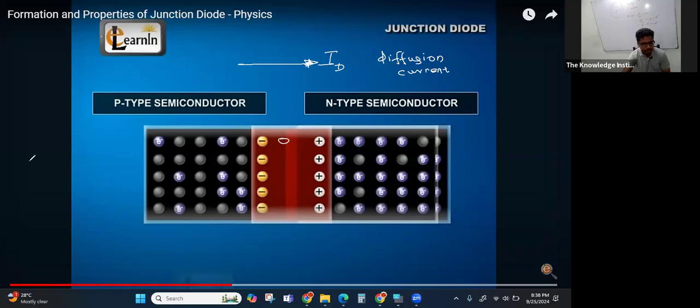For example, you can think of a capacitor or parallel plates, right? This plate is positive charge, this plate is negative charge. In the electric field lesson, you have studied that there will be an electric field from the positive plate to the negative plate. Likewise, there will be an electric field in this direction.